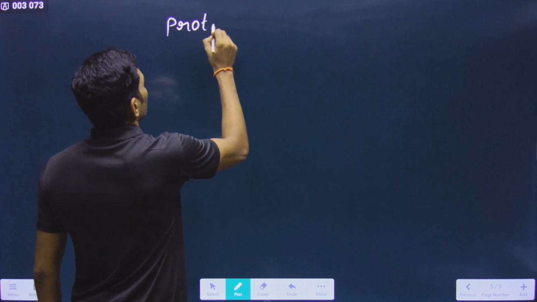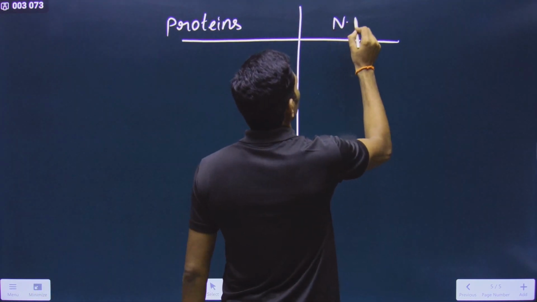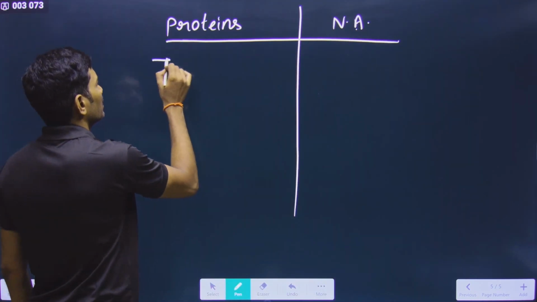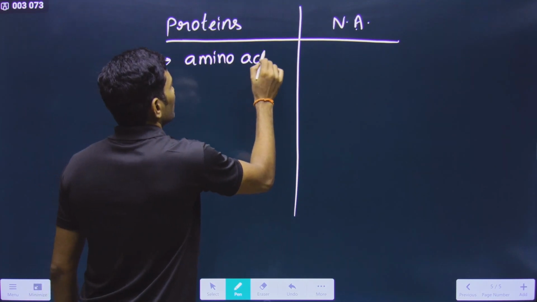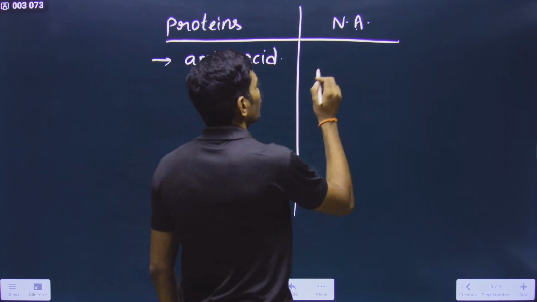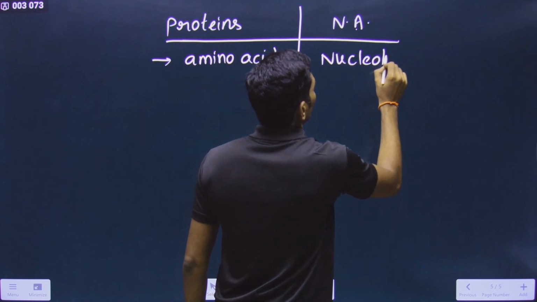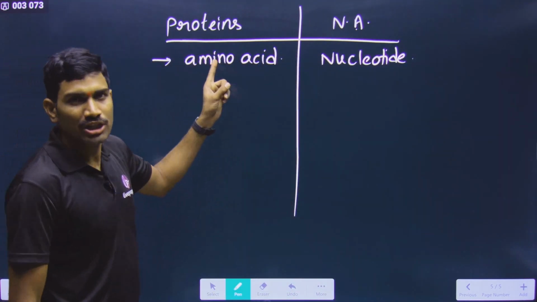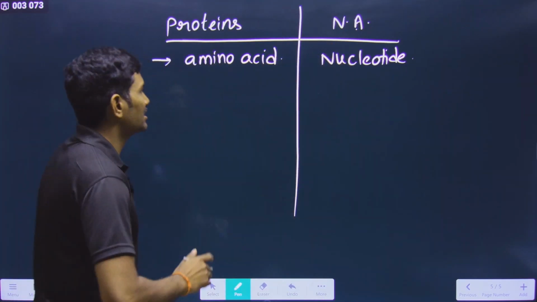Now let us see some important names in relation to proteins and nucleic acids. In the case of protein, what is each unit called? In the case of protein, each unit is called an amino acid. In the case of nucleic acid, each unit is called a nucleotide. Please observe this one. In the case of protein, each unit is called an amino acid, but in nucleic acid, each unit is called a nucleotide.